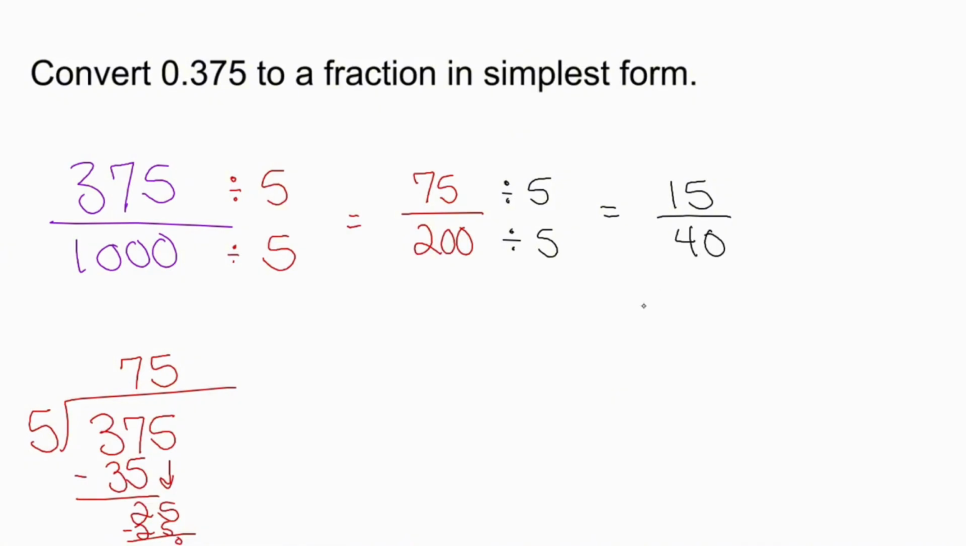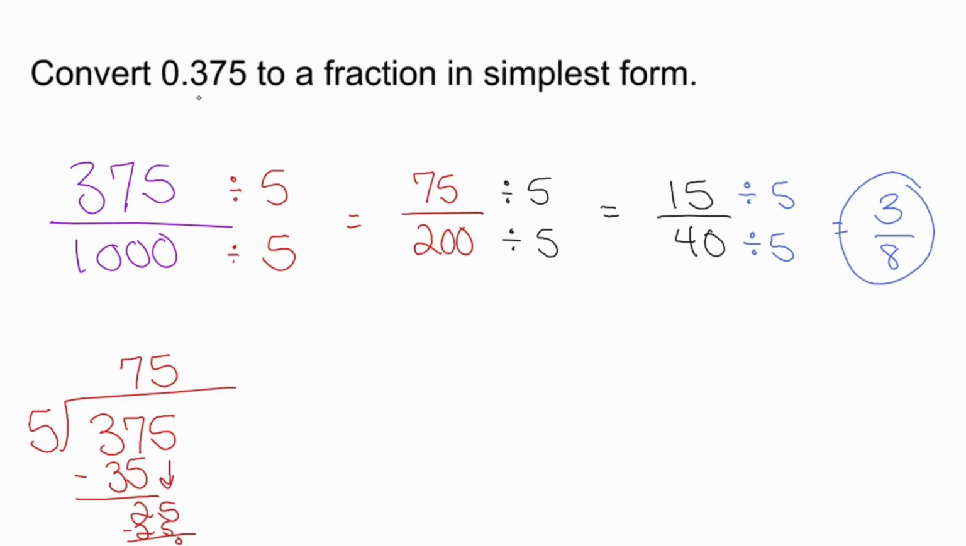And you look at this and say, no way. But yeah, way, you can simplify this even more. You could divide both of these by 5 once again. So let's do that. Divide them both by 5. 15 divided by 5 is 3. 40 divided by 5 is 8. And you end up with 3/8.